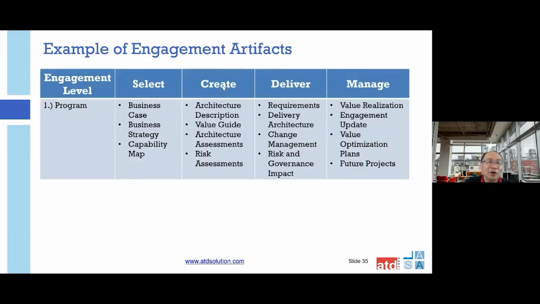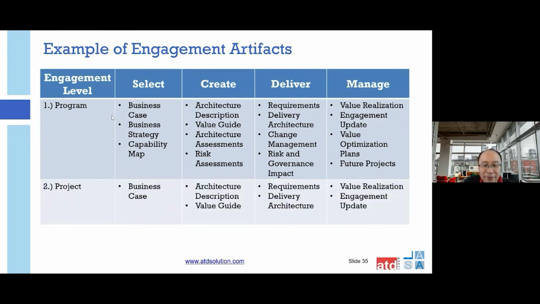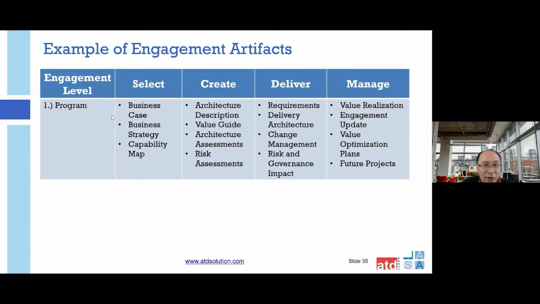Let me give you an example of the engagement artifacts. For engagement at the program level, in the selection you need to justify the business case, understand the business strategy behind it, and have the capability map so you know exactly which capabilities are impacted. Then you can define your architecture: you look at the architecture assessment, risk assessment, and architecture description, then you deliver. You deliver in terms of the program, change management, and risk and governance impact, and then you manage in terms of value realization, engagement update, value optimization, and future projects.